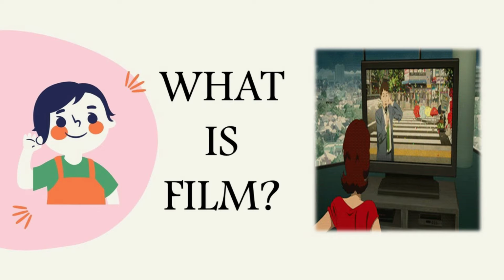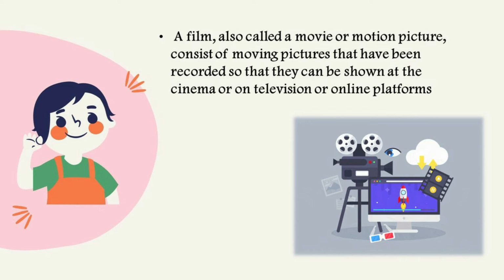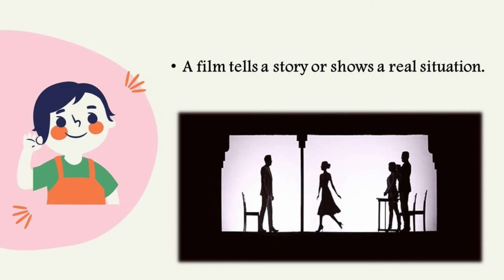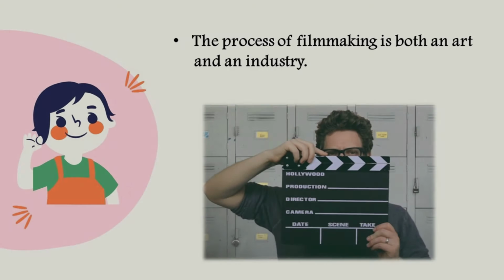Anyways, do you know what a film is? It is also called a movie or motion picture. It consists of moving pictures that have been recorded so that they can be shown at the cinema or on television or online platforms. A film tells a story or shows a real situation. The process of filmmaking is both an art and an industry.